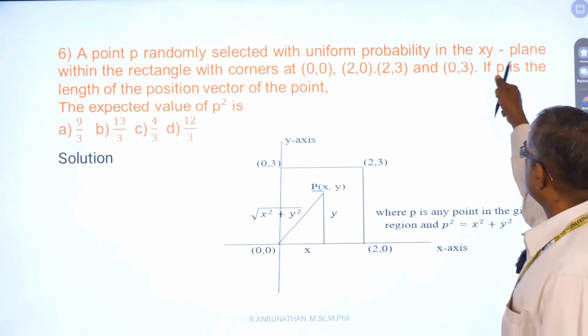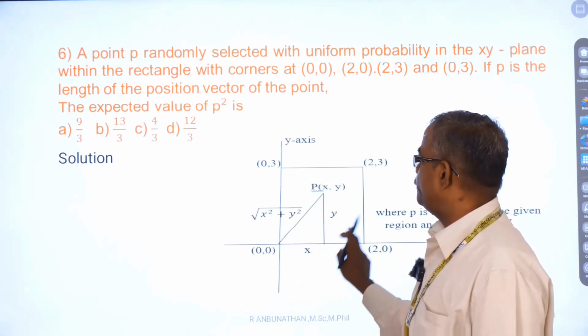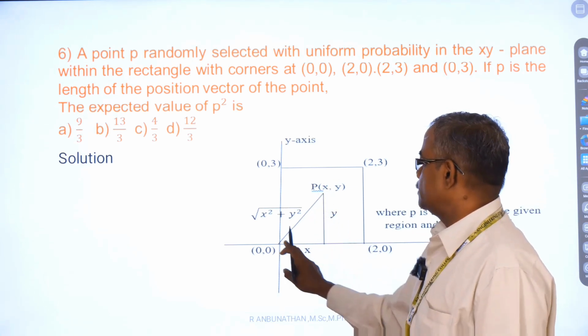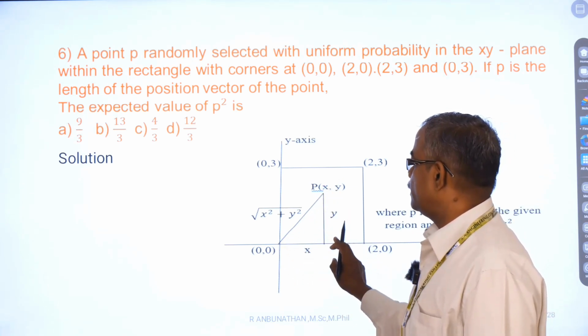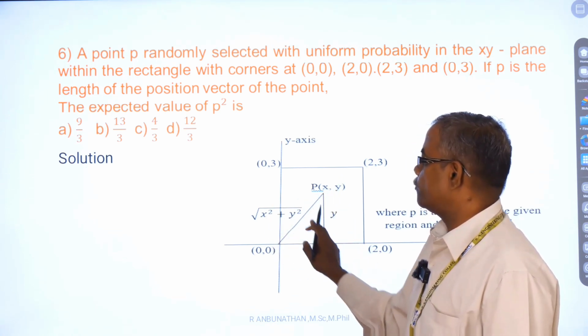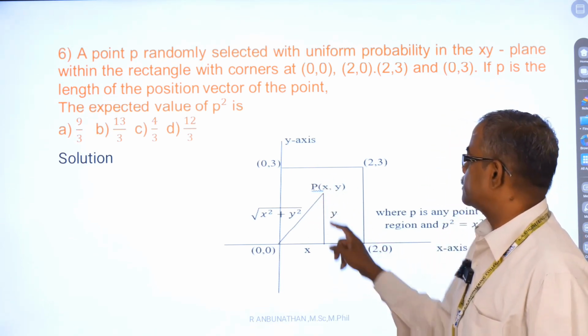Here P is given as the length of the position vector of the point. We can take P within the region. Here I have taken this point as P. The horizontal value is x, the vertical value is y. The distance between O, the origin, and P is the square root of x squared plus y squared. They have asked to find the expected value of P only.